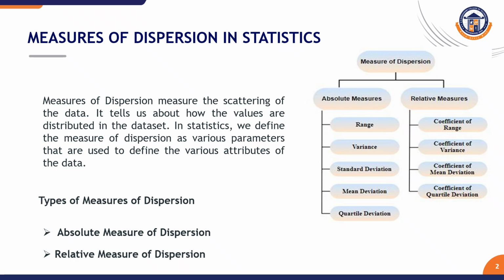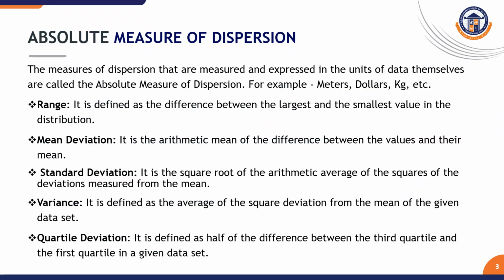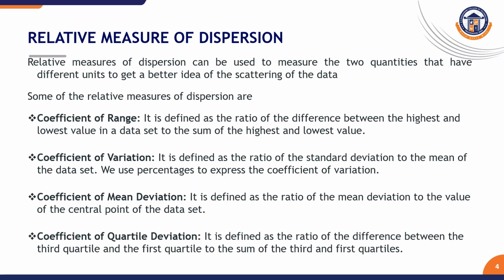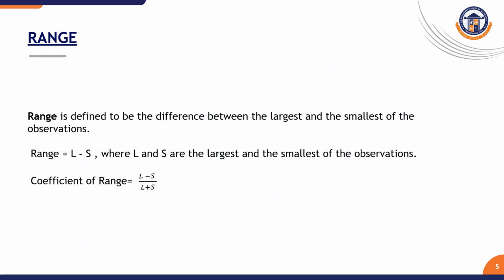One is absolute measures and another is relative measures. Absolute measure is nothing but it is measured and expressed in the units of the data themselves. In absolute measure of dispersion, we have range, mean deviation, standard deviation, variance, and quartile deviation. Relative measure of dispersion is used to compare two different quantities with different units. In this, we have coefficient of range, coefficient of variation, coefficient of mean deviation, and coefficient of quartile deviation.